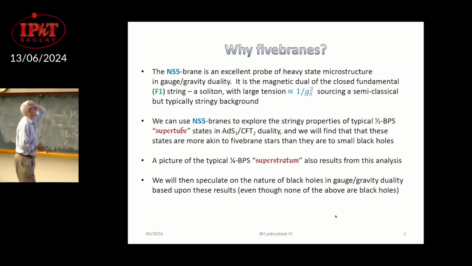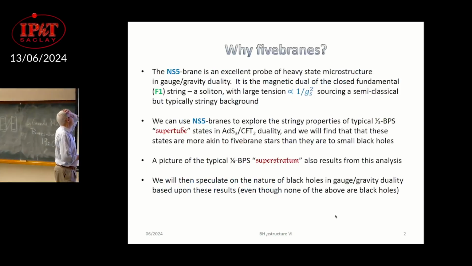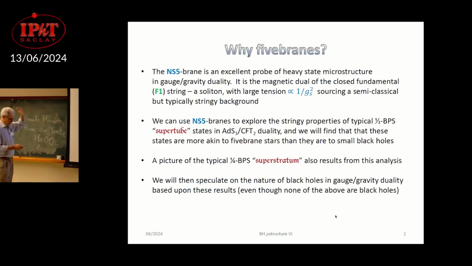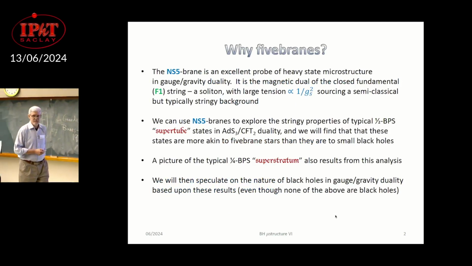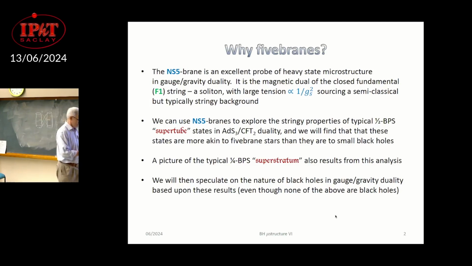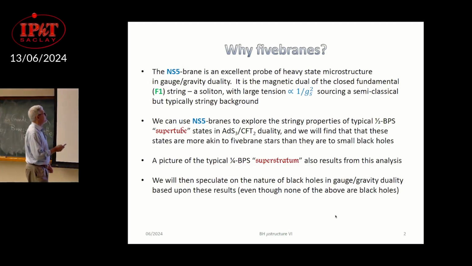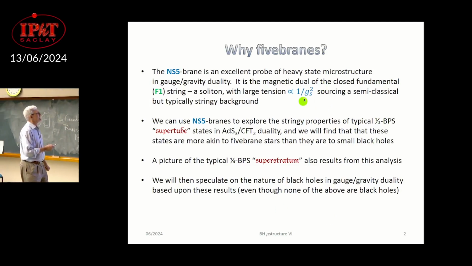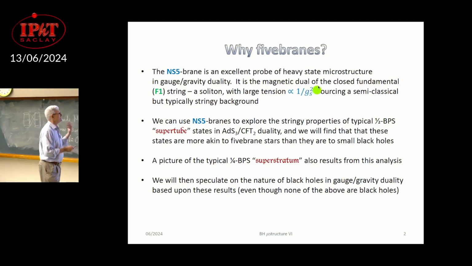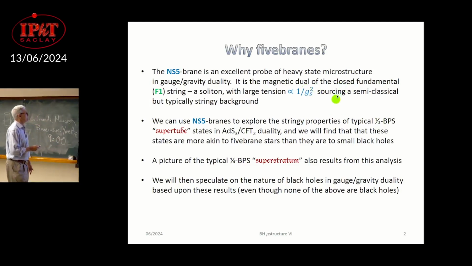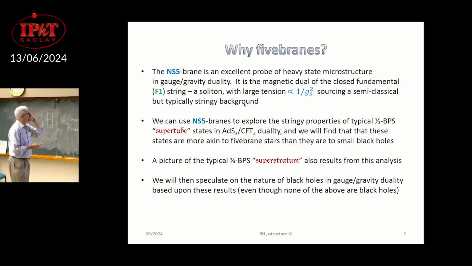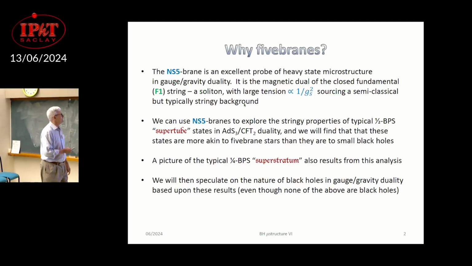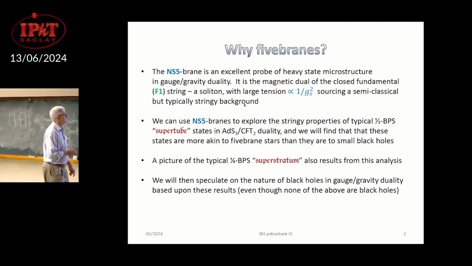So why 5-branes? Well, the NS5-brane is a really good tool if you want to study backreaction, because it's one of the heaviest things we have. In string theory, it has a tension which goes like 1 over g_string squared. And so necessarily, if you have a 5-brane around, it sources some kind of semi-classical, but typically stringy background. And so we'll use them to explore the stringy properties.